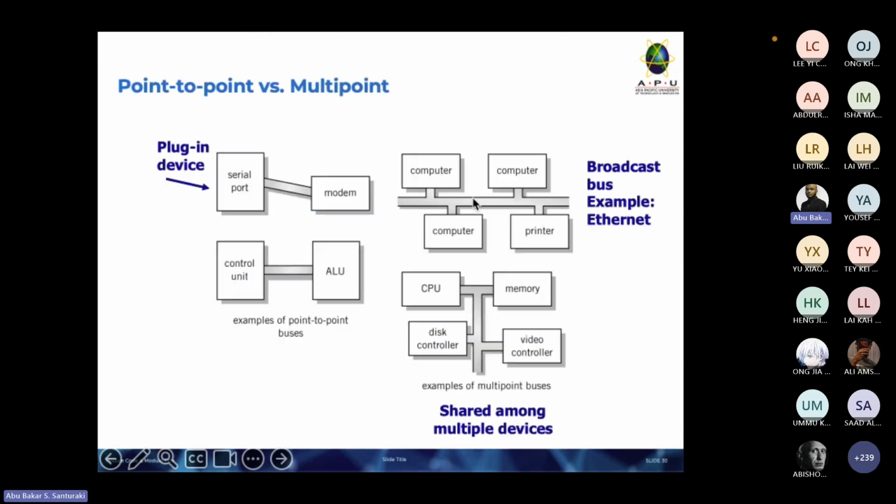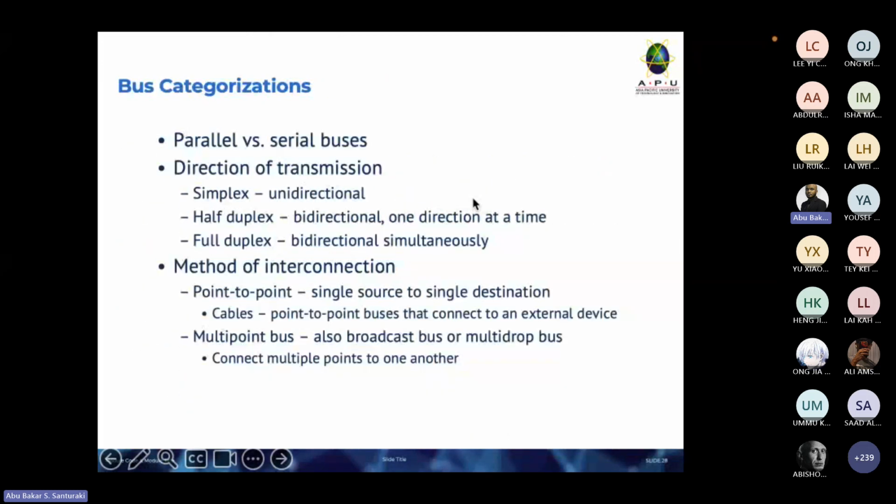There is also the nature or the direction of transmission of these buses. Some buses transmit data in just one direction. We call those simplex buses. Another can transmit in both directions, but only one at a time, so it's either sending or receiving. We call that half duplex. Then there's another bus that can send and receive at the same time. We call that full duplex.